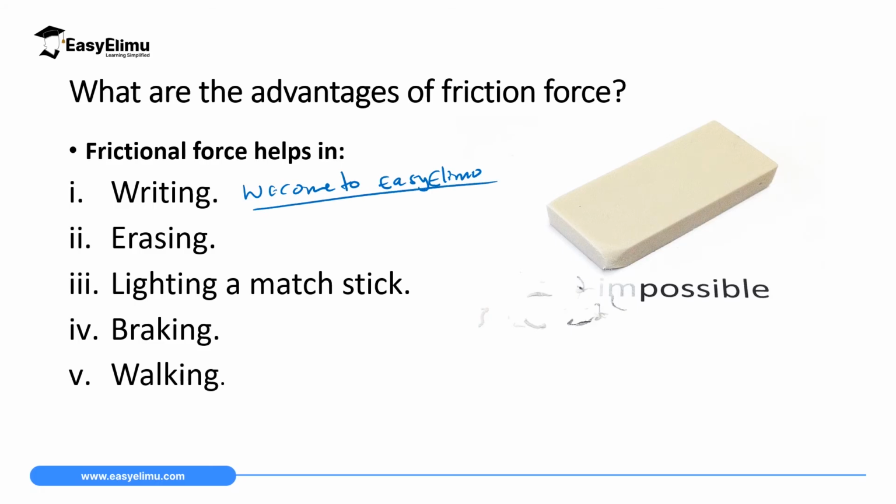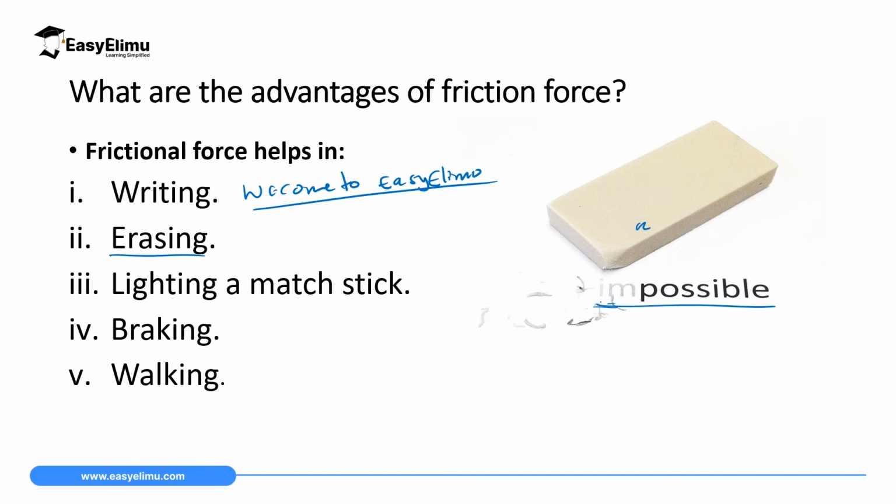The reason why this ink sticks on this surface is because of friction. Without friction, this ink cannot stick on this surface. So it's only friction which allows us to write. Then another one is erasing. When you have written, like in this case, this person wanted to write the word impossible. But since he found it possible, then he wanted to erase I and M. So it's only through friction that this eraser can erase I, M to make it possible.